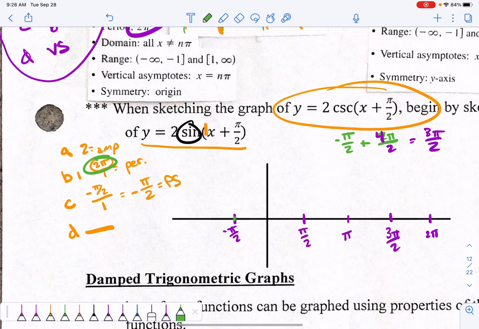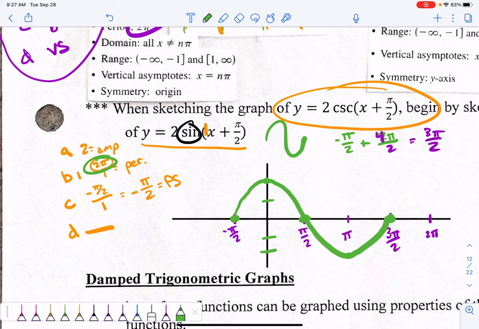So he's going to start here, end here, and cross in the middle. He's going to go up, come down, and come back up again, because normally sine does one of these. Except now he's going to go up to 2 instead, and down to negative 2. Something like that. That is what 2 sine of x plus pi over 2 looks like.